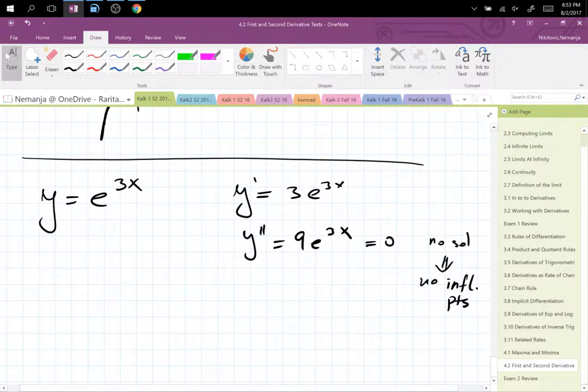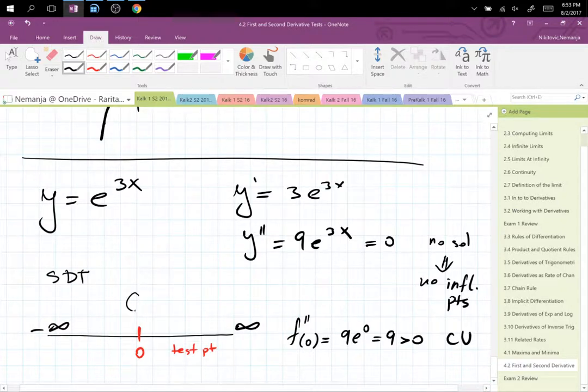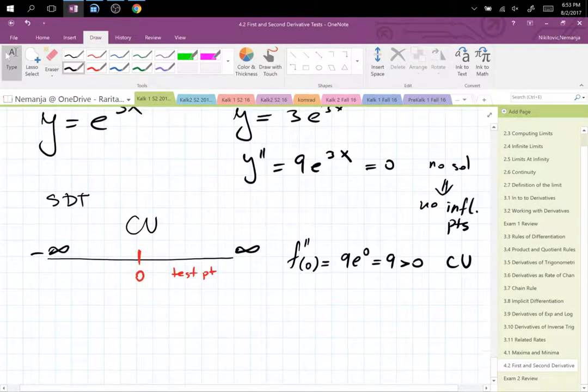We have no vertical asymptote to partition either, but for the second derivative test, you can use the entire domain as the partition and just pick a test point. We are obviously going to pick 0 as a test point, and when you use the test, second derivative at 0 is going to be 9e to the 0, which is 9, larger than 0, concave up. The entire function is concave up.